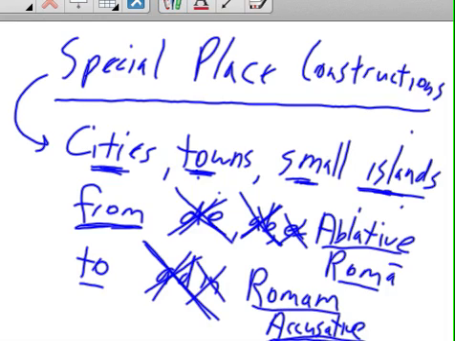Okay? So cities, towns, small islands. From is ablative, to is accusative. That is all you need to know.